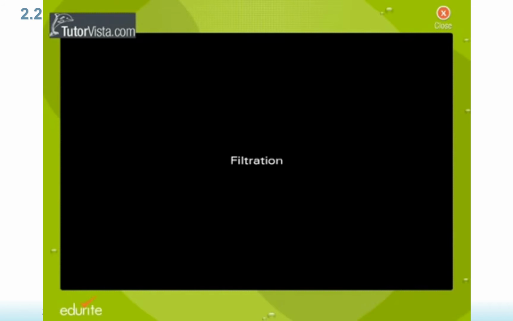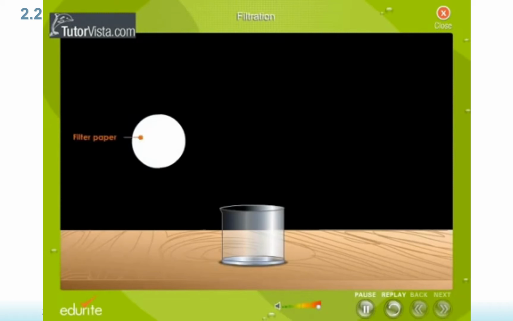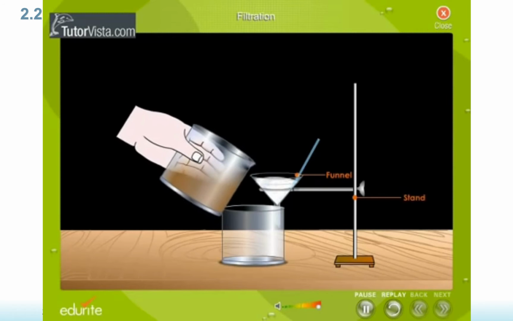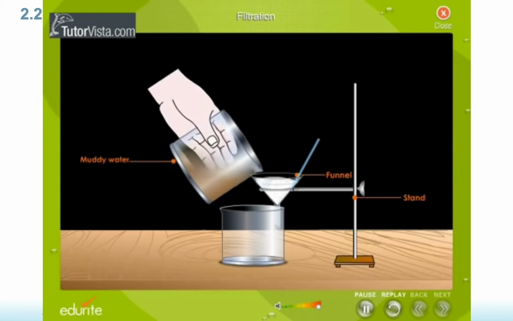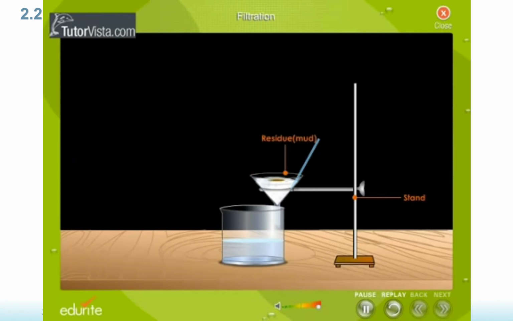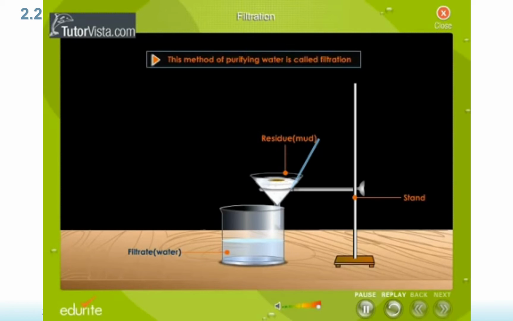Filtration. Take round filter paper and fold it into half to make a cone as shown here. Fix a funnel on a stand. Wet its side and keep the filter paper in the funnel. Pour muddy water through the filter paper. Clear water will be collected in the beaker below the funnel. The clear water obtained is called the filtrate. This method of purifying water is called filtration.